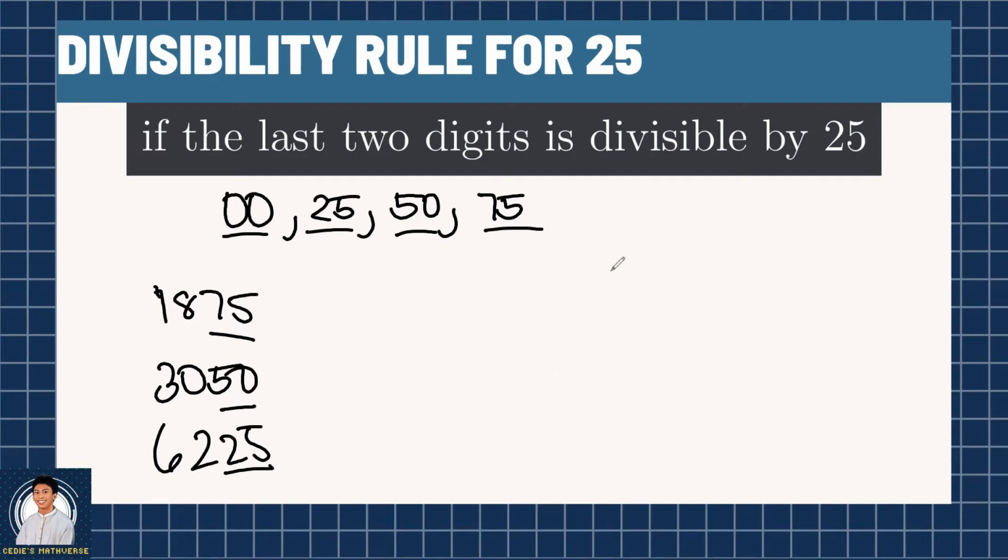However, numbers like 335 and 865 are multiples of 5 but not multiples of 25, simply because their last 2 digits are not one of these 4.